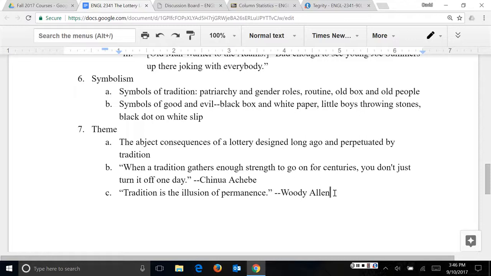Ultimately, and this is an interesting point that one of my colleagues brought up when we discussed this story, is that eventually the entire village may die out. And so few, that's why the village was so small at one point. It said they used to take days to do it. Now it only takes a few hours to conduct the lottery.